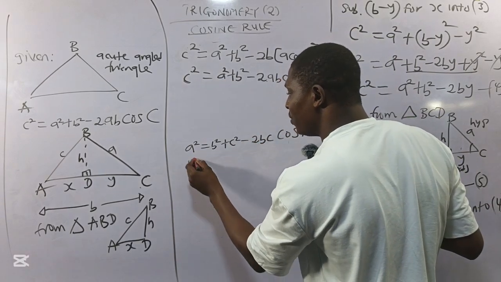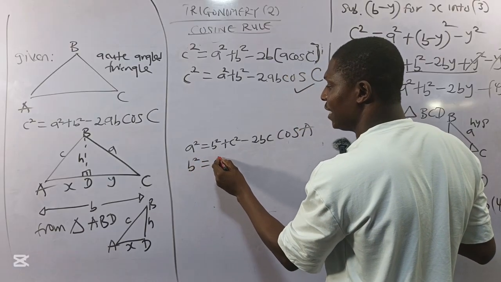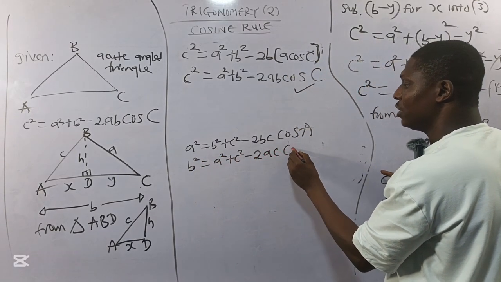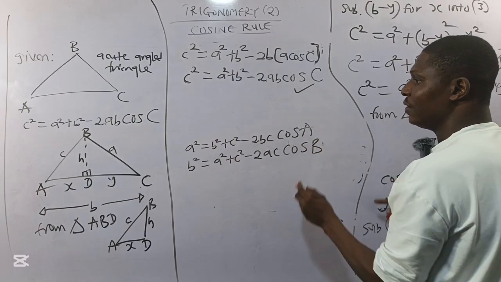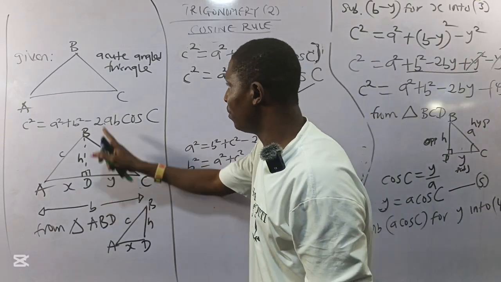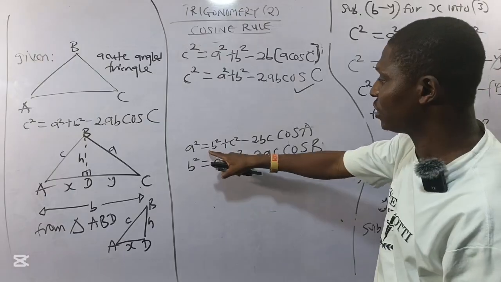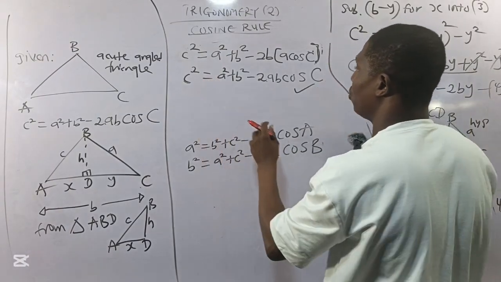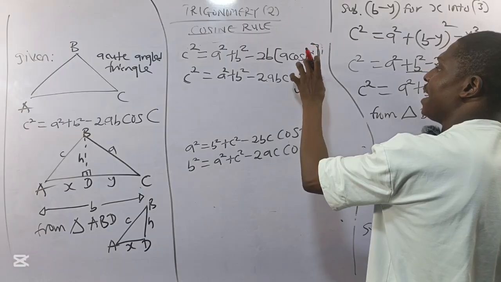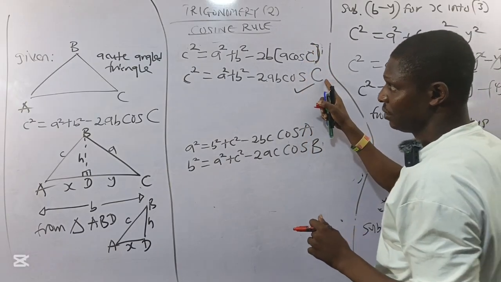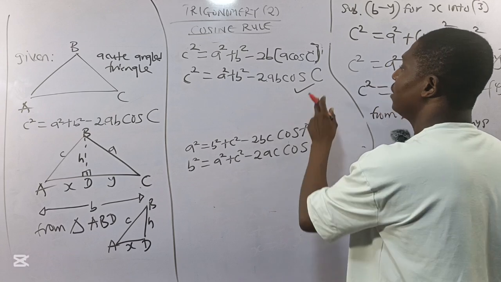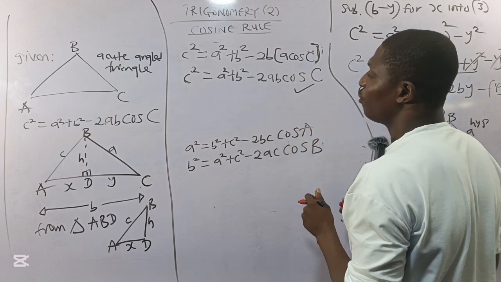So also we have B square equals A square plus C square minus 2AC cos capital letter B. Repeating this process from the very beginning will give you these other two. And from this main expression, I can get my cos C. How do I do that? I simply do that by making my cos C the subject of the formula.